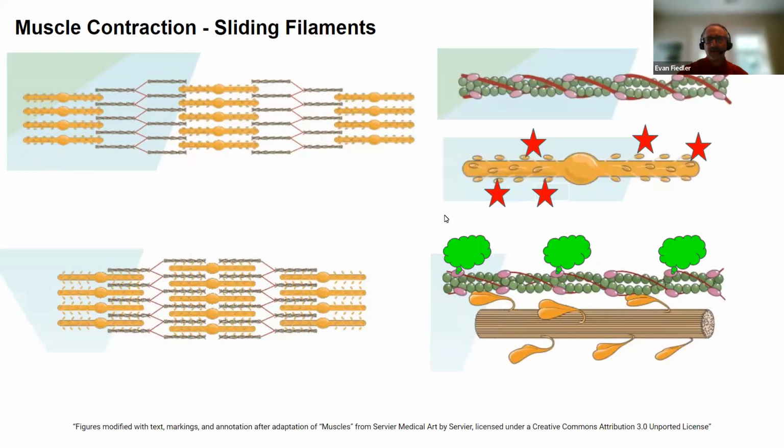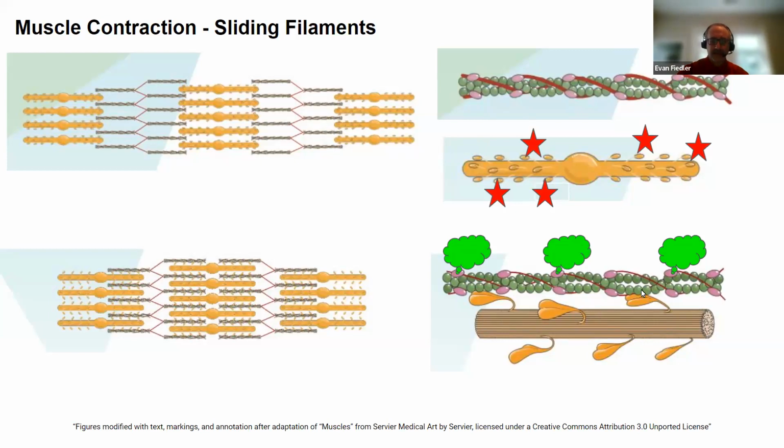Let's review without the labels. Myosin, actin, tropomyosin, troponin, adenosine triphosphate, ATP. Calcium binds to the troponin. The tropomyosin rotates off of the active sites on actin.